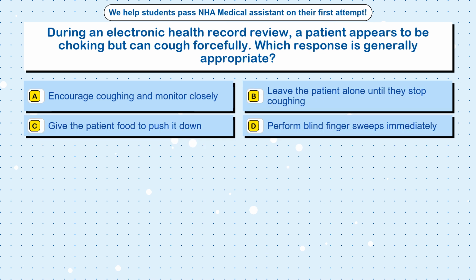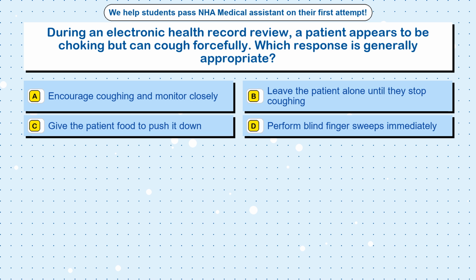Question 93. During an electronic health record review, a patient appears to be choking but can cough forcefully. Which response is generally appropriate? Option A. Encourage coughing and monitor closely. Option B. Leave the patient alone until they stop coughing. Option C. Give the patient food to push it down.